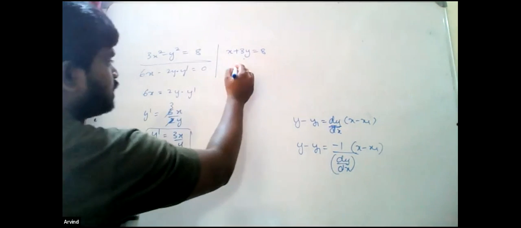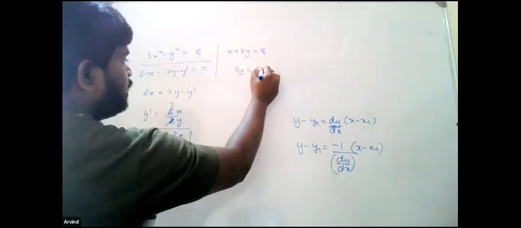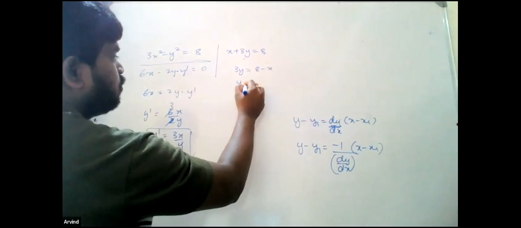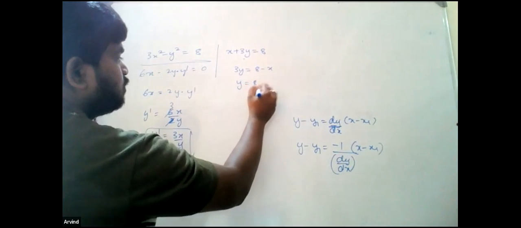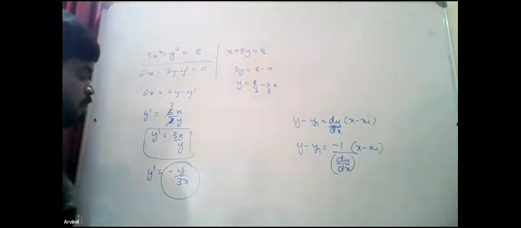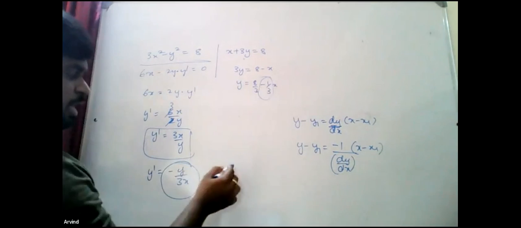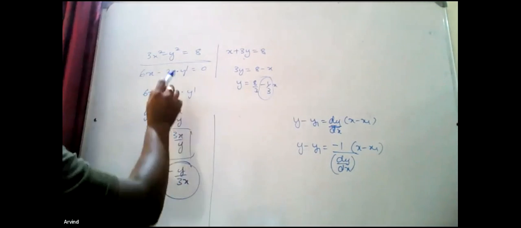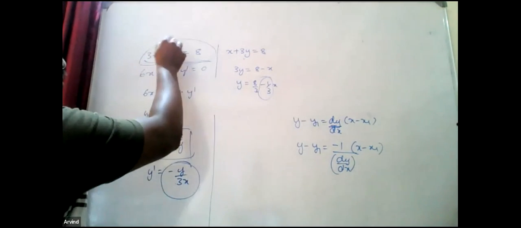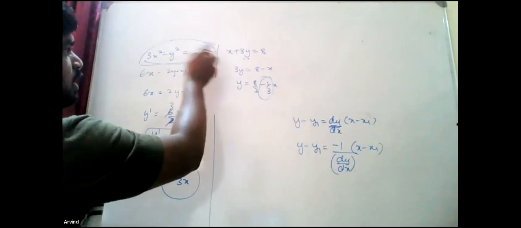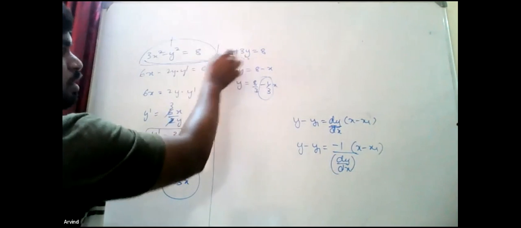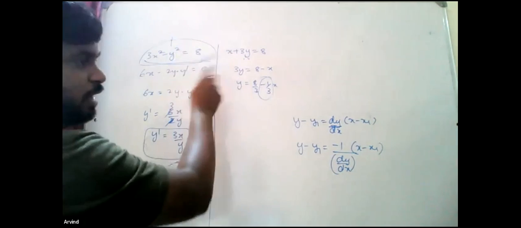So for the slope of this line, let's get it in the standard form. 3y is equal to 8 minus x. Therefore, y is equal to 8 by 3 minus 1 by 3 x. Therefore, the slope will become minus 1 by 3. So this and that will be equal. The slope of the curve's normal and the slope of the line are equal, which means these two are parallel and therefore they are equal.